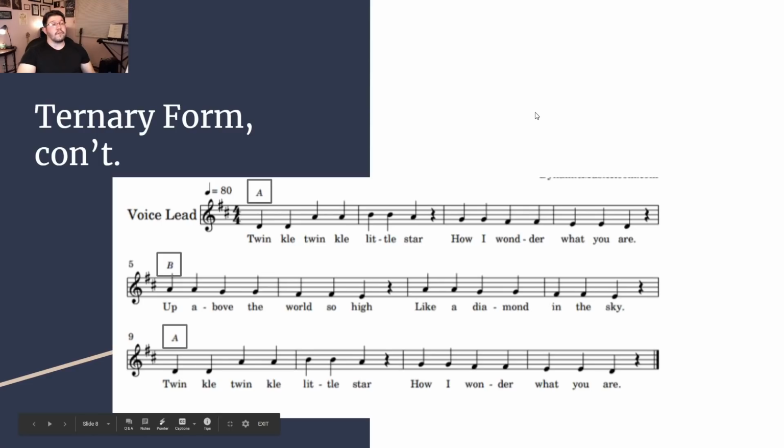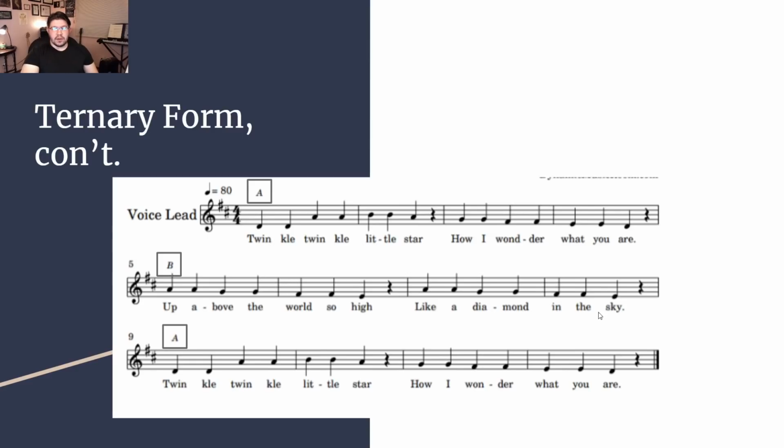Now, if you're looking there, we're all familiar with the tune Twinkle, Twinkle, Little Star. Twinkle, twinkle, little star, how I wonder what you are. So we've got that main melody, this rising and then falling melody. Now, when we get to the B section here, this is different. Up above the world so high, like a diamond in the sky. It doesn't sound like our A section, so we know that this is something different. This is development, this is changing what we have already heard.